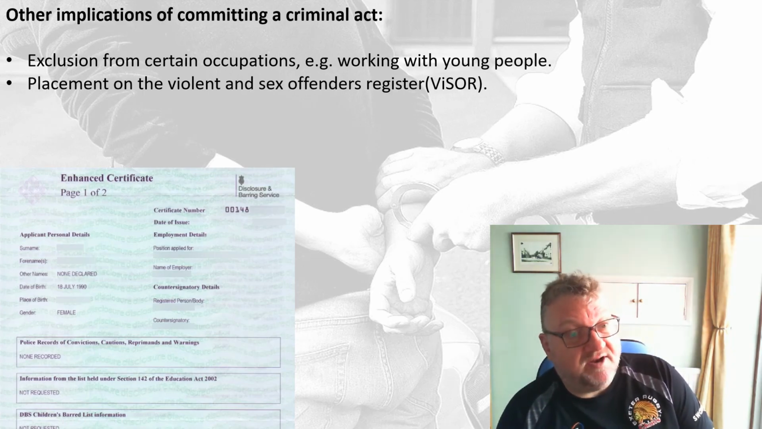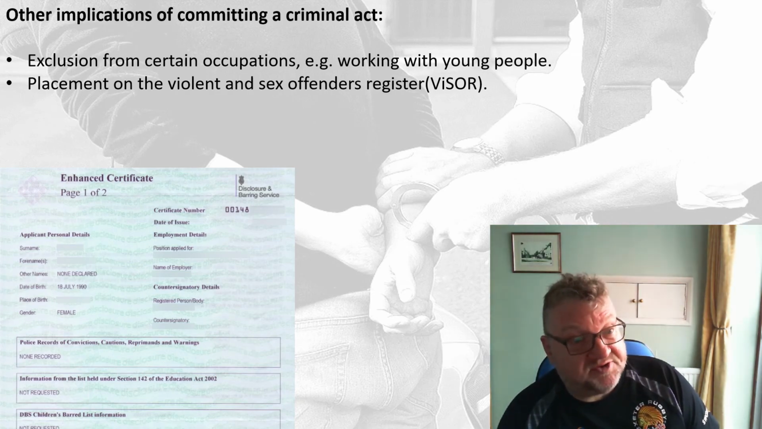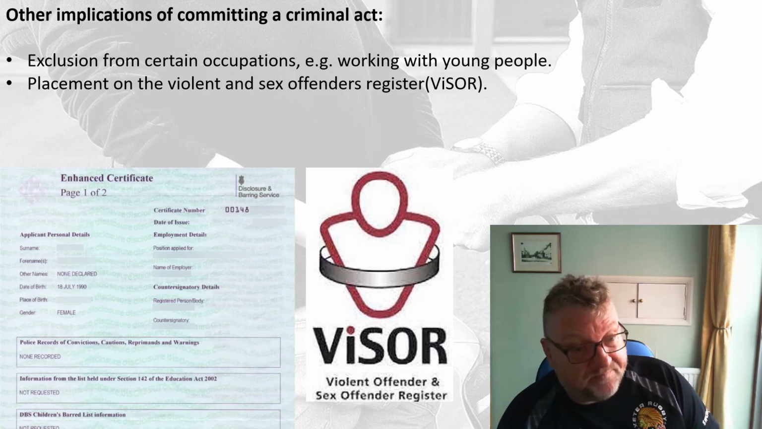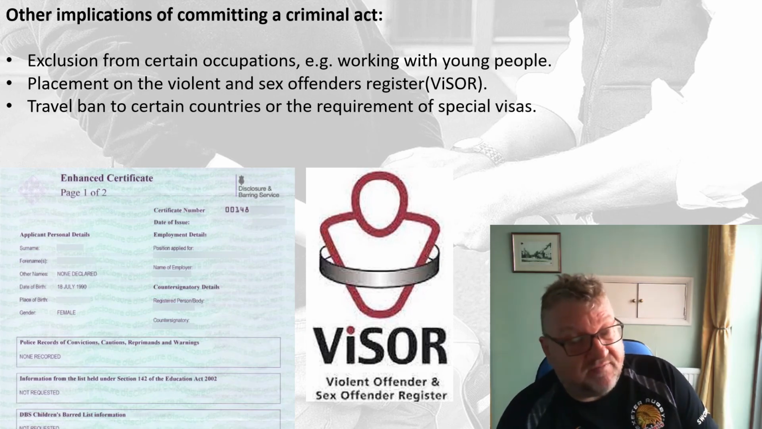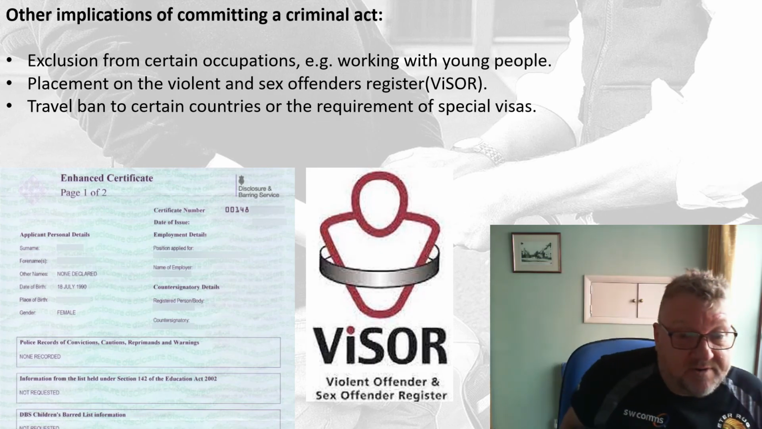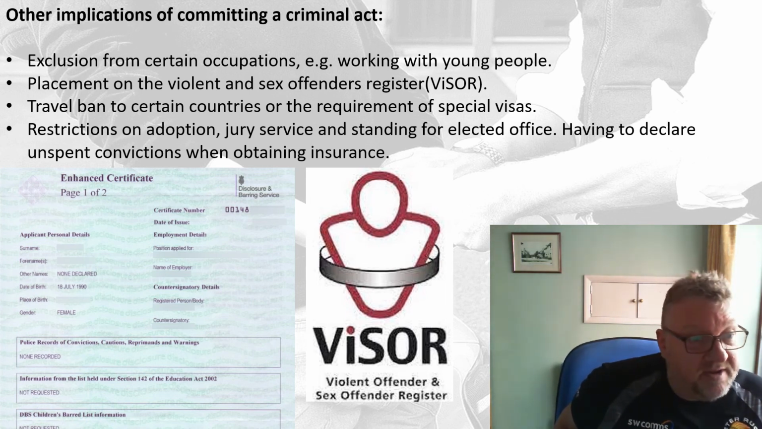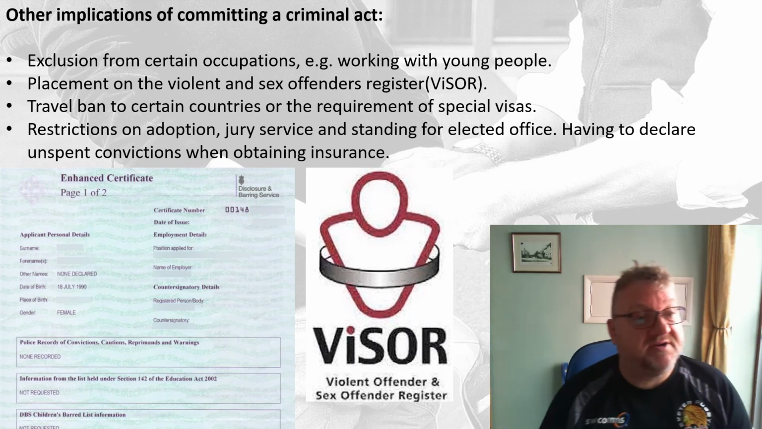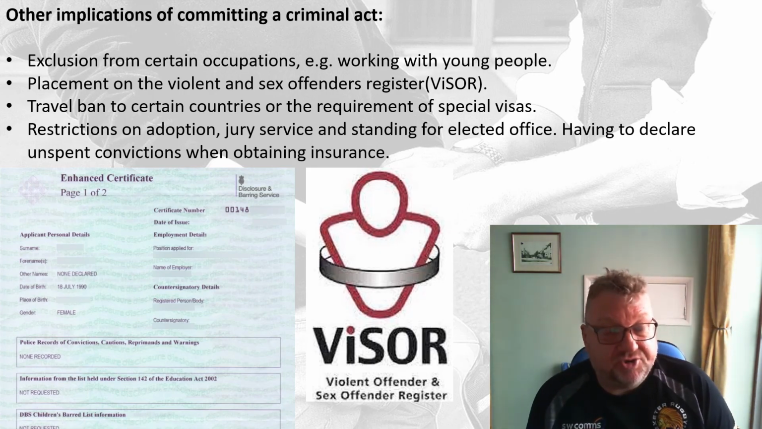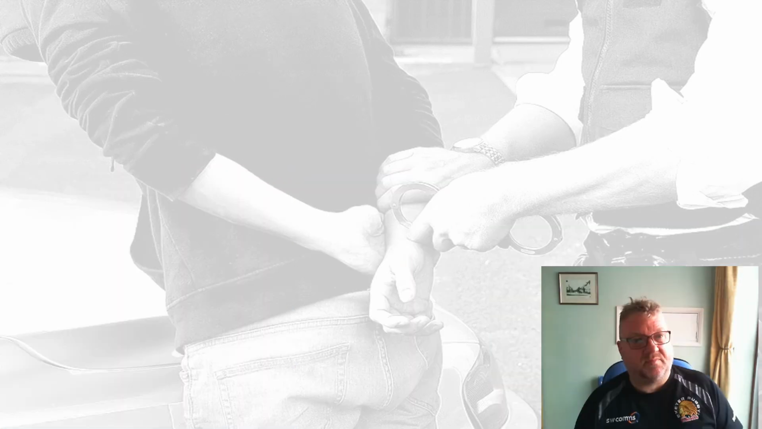You can be placed on the Violent and Sex Offenders Register list, the VISOR. If you're on that, there's certain things you can't do, places you can't go. You can have travel bans to certain countries. So, for instance, if you try and get into America and you've got a criminal record, good luck with that. You won't get in. You can have restrictions placed on things like adoption, jury service, standing for MP, and you have to declare unspent convictions when you obtain insurance. And if you fail to do so, then your insurance becomes invalid. So there are implications for committing a criminal act.